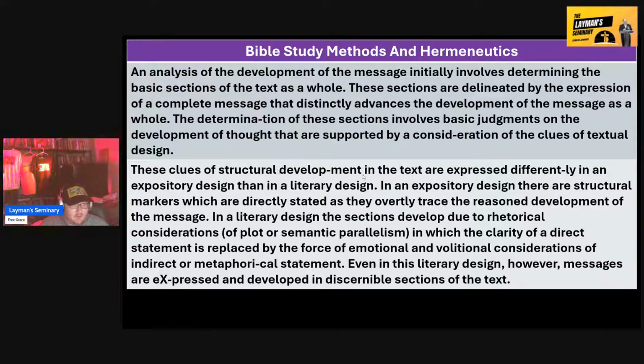These clues of structured development in the text are expressed differently in an expository design than in a literary design. In an expository design, there are structural markers which are directly stated as they overtly trace the reasoned development of the message. In a literary design, the sections develop due to rhetorical considerations, a plot, or semantic parallelism, in which the clarity of a direct statement is replaced by the force of emotional, volitional considerations of indirect or metaphorical statement. Even in this literary design, however, messages are expressed and developed in discernible sections of the text.